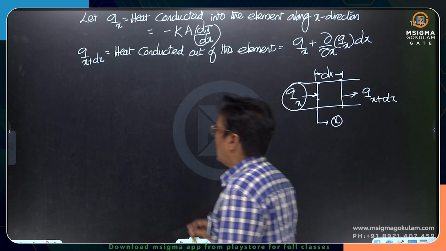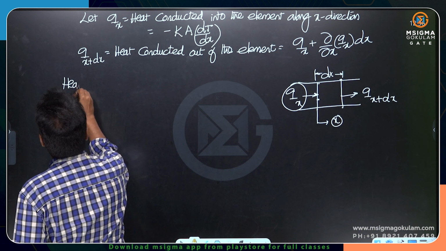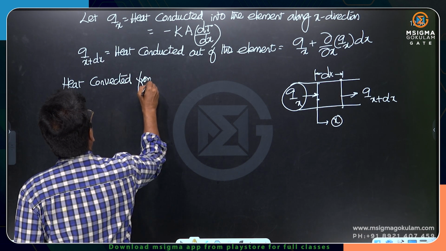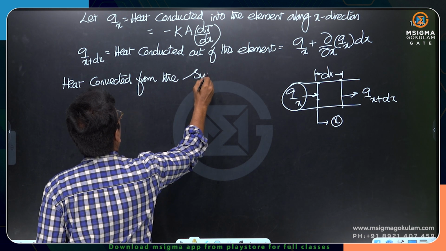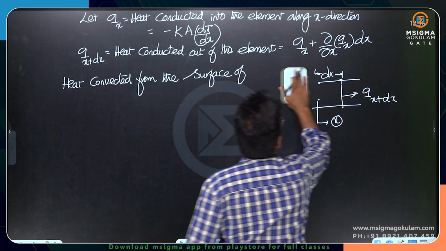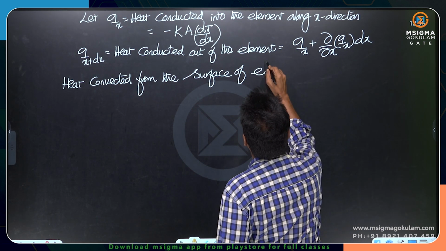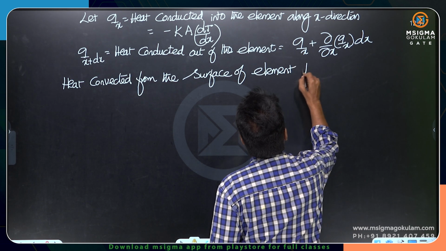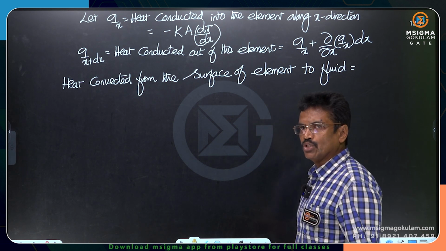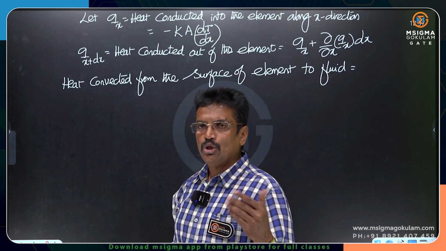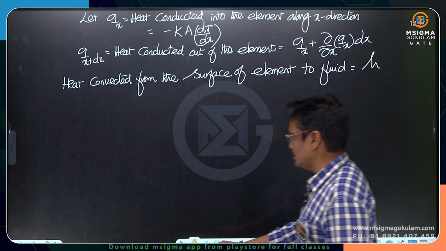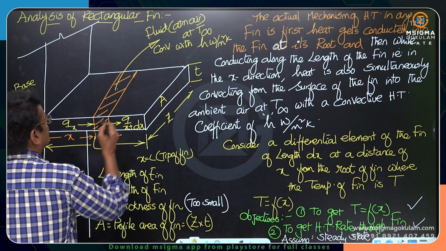Okay. And then heat convected from the surface of the element to the fluid. Convection means what? We should always write Newton's law of cooling. Whenever we talk about convection, Newton's law of cooling will come, hA delta T. But here what is the area of convection? Just look at this figure. What is the area of convection?